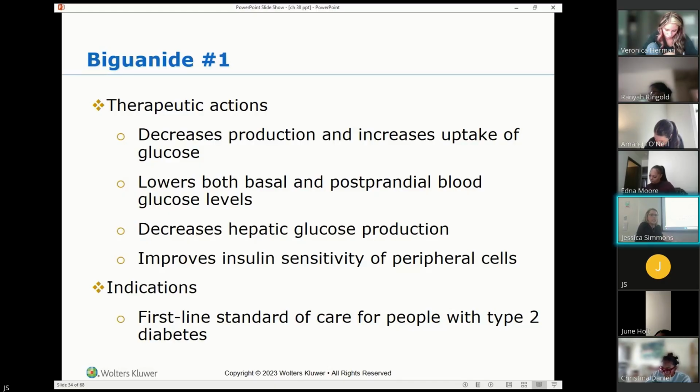It decreases hepatic glucose production. So it stops the liver from performing glycogenolysis, which means putting glucose in the bloodstream from the liver. It improves insulin sensitivity of the peripheral cells, and it is the first line standard of care for people with type 2 diabetes.